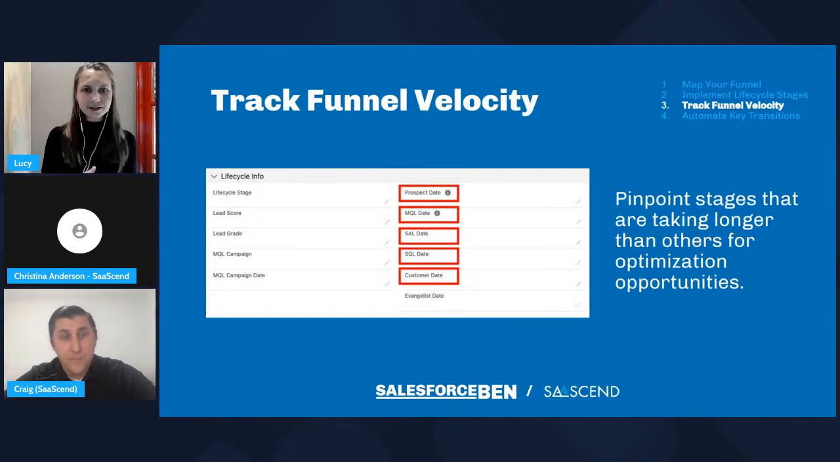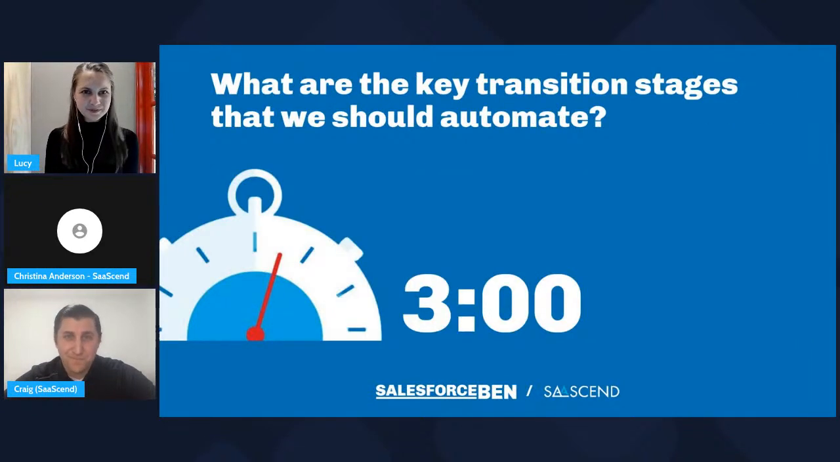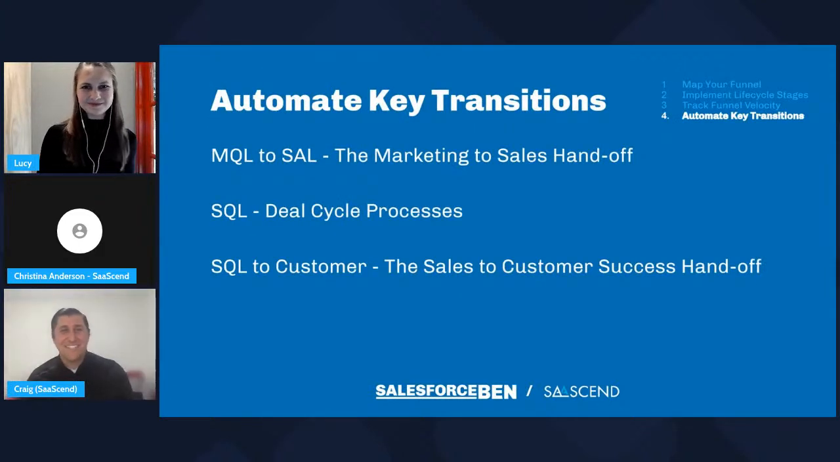Yeah, love it. All right, should we move on to the next one? So what are key transition stages and how should you automate them, or why should you automate them? So are you ready? I'm ready. Let's go. I'm going to start the timer. There we go. 18 minutes exactly.